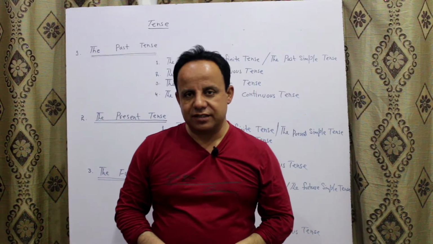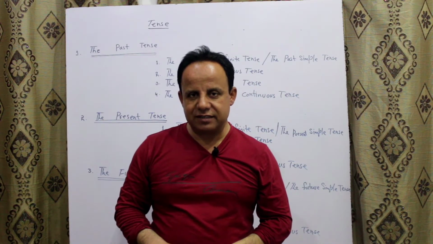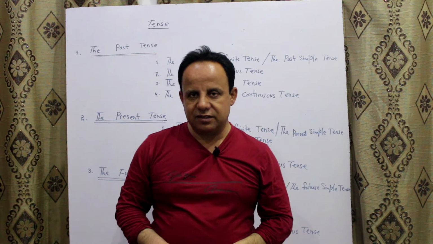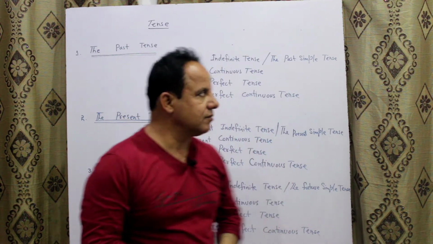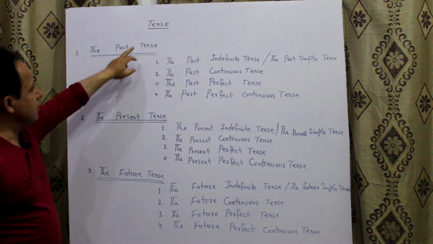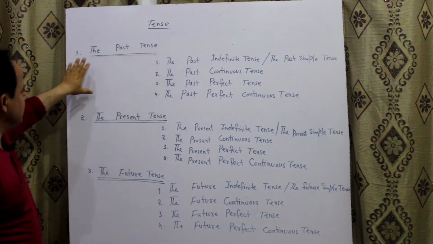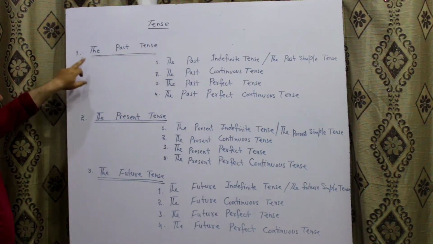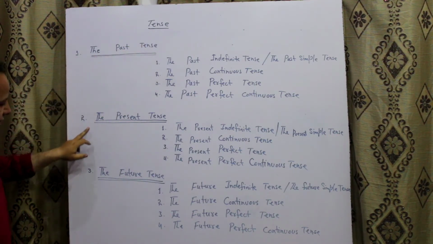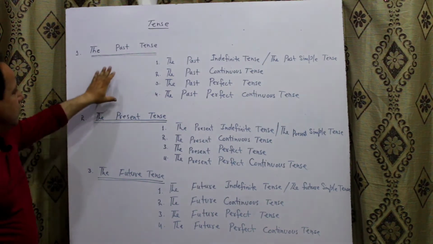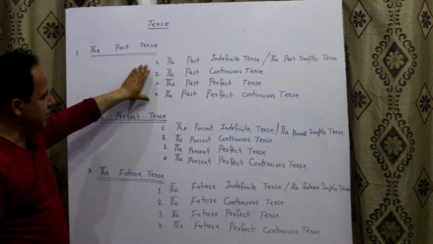Before learning the tenses, we should know how many kinds of tenses there are. Let's go and see them. You can see there, the first one is tense. It has three parts or branches: the past tense, the present tense, and the future tense. Now each tense has four sub-branches.